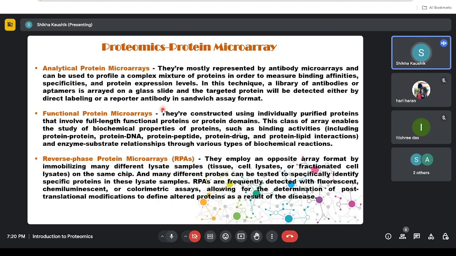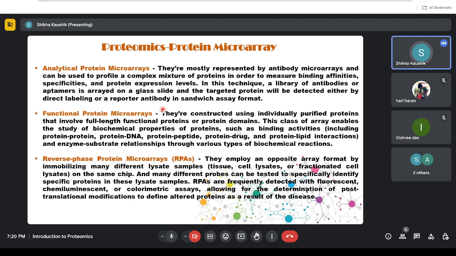So RPAs are frequently detected with fluorescent, chemiluminescent or colorimetric assays, allowing for determination of post-translational modification that alter proteins as a result of disease. So this is basically when you are analyzing whole lysate against a particular protein. So that is reverse phase protein microarray.